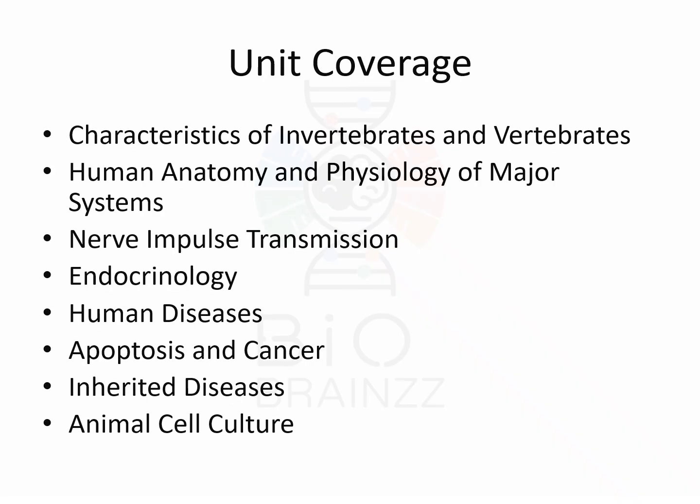This unit covers several major topics in animal sciences relevant to CUET PG preparation. It begins with the characteristics of invertebrates and vertebrates, explaining how animal diversity evolved. It also includes the study of human anatomy and physiology, focusing on major organ systems and their functions. Further, topics include nerve impulse transmission, which explains how communication occurs in the body through electrical and chemical signals.